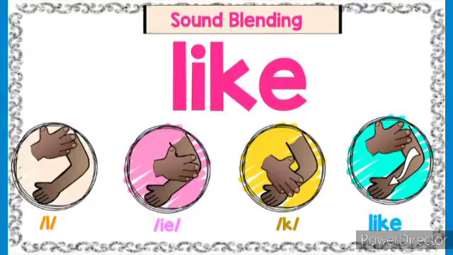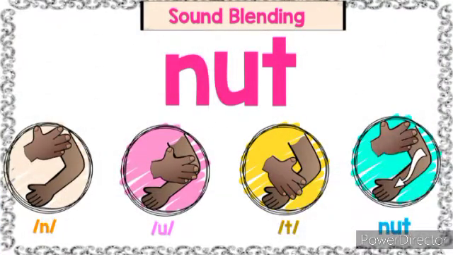The first word here is like. Place your hand above your elbow and say L. Place your hand in between your elbow and say I. Place your hand on your wrist and say K. Slide through your arm to blend the word. And it is like. L-I-K gives like. The next word here is not.